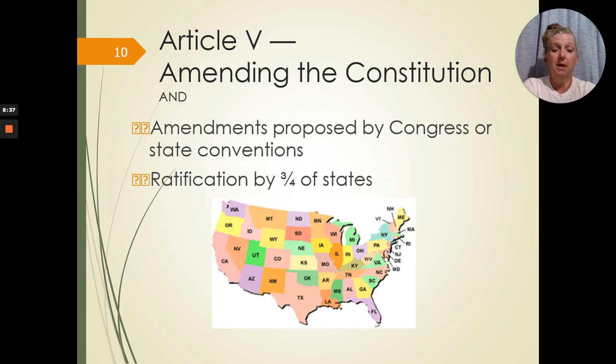Article 5 is about amending the Constitution, and this in our sentence is the word "and." So there is a two-step process for amending the Constitution, and it lays out how to amend the Constitution. So amendments can be proposed by Congress or state conventions. That's one of two ways. And then it's going to be ratified by 3/4 of the states. And there's actually two different ways that the ratification at the state level can take place.